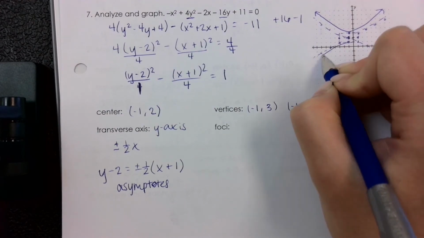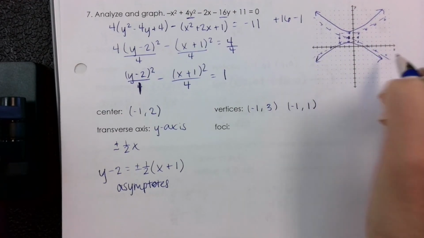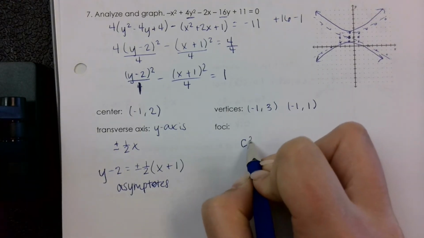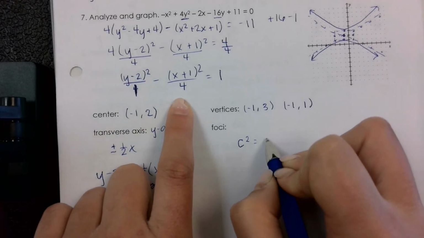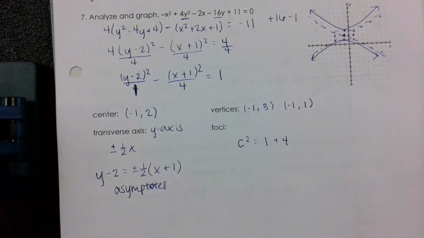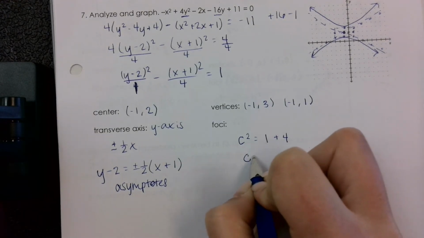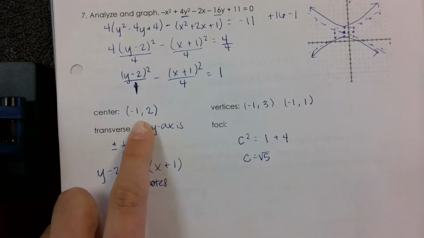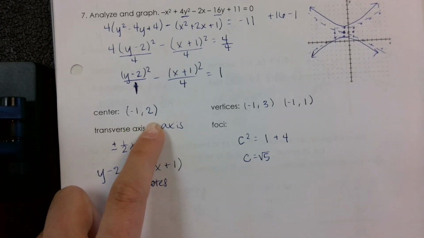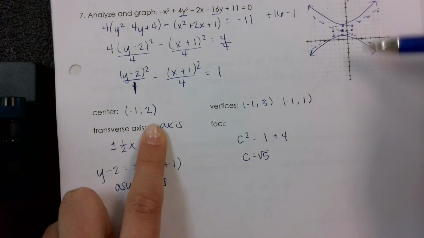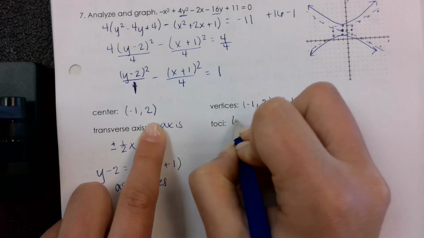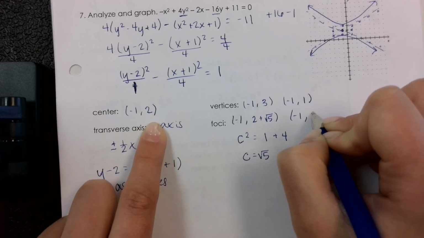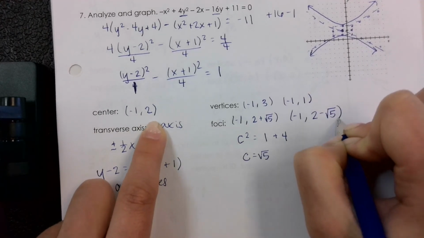The last thing we need is our focus. So the formula that you're using for that is what? So basically just 1 plus 4. Is that okay? So 5. So c is going to be square root 5. So we're going to have to add that to your center. Are we going to be adding to the x's or the y's? Why do you add to the y's? That's the direction you open, yeah? So we'll have negative 1, 2 plus square root 5, then negative 1, 2 minus square root 5. That all right?